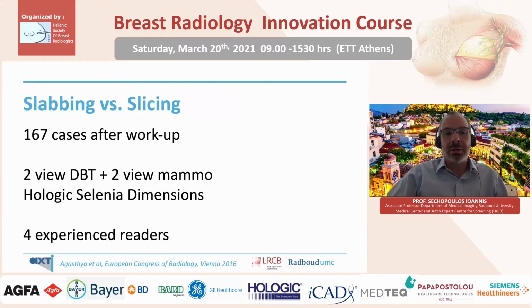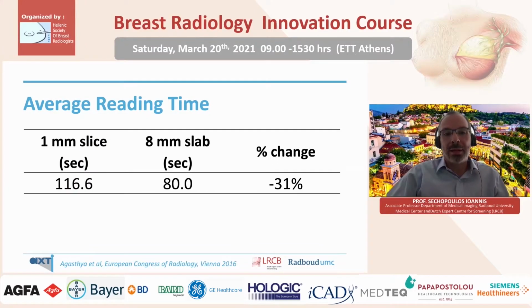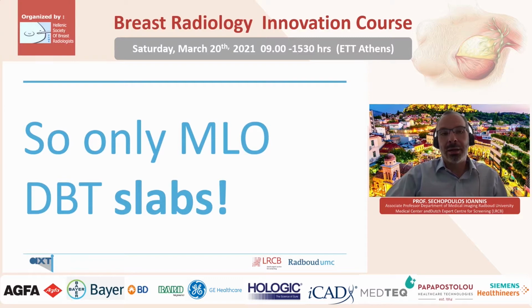And we did this, again, this ROC study with 167 cases with images from a Hologic system and 4 experienced breast radiologists. And we ended up with a performance that was actually equivalent between the 1 millimeter slices and the 8 millimeter slabs, but with a benefit that the reading time went down by a significant portion, 30%, when the readers only had to look at the slabs. So another option is, therefore, to do only MLO reading of DBT slabs and not slices.